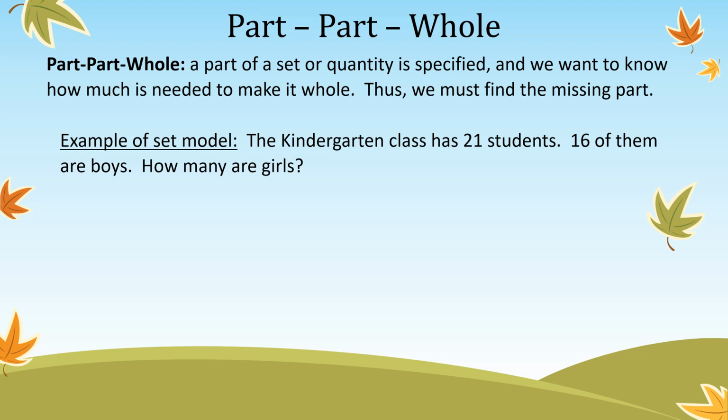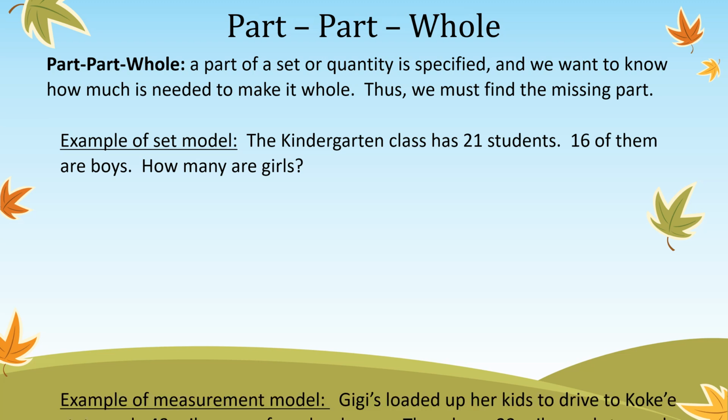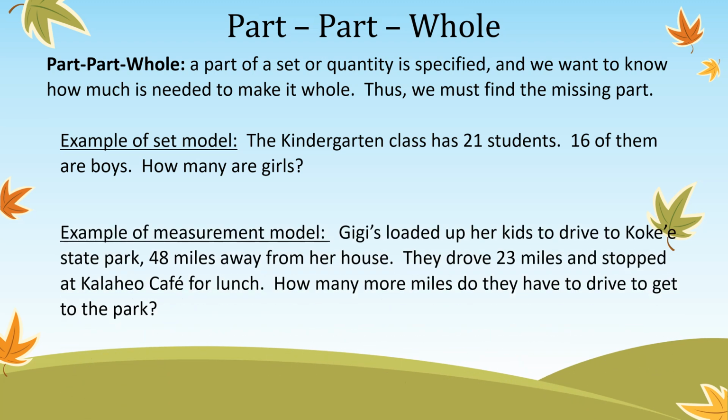Kindergarten class has 21 students. 16 of them are boys. How many are left for the girls? Now, we have a whole, which is 21. 16 is part of them. And what's the missing part? Okay, that is the part-whole model. Or you could have something like this, right?